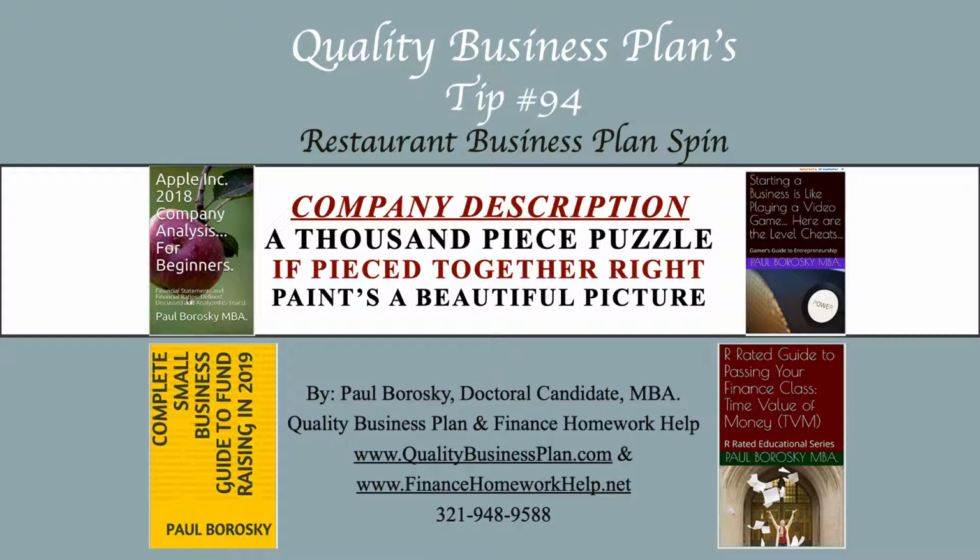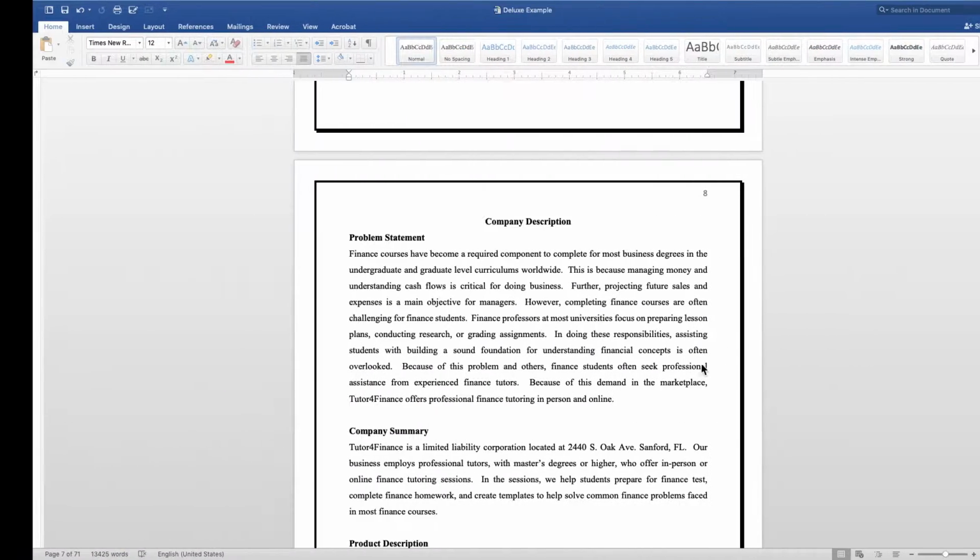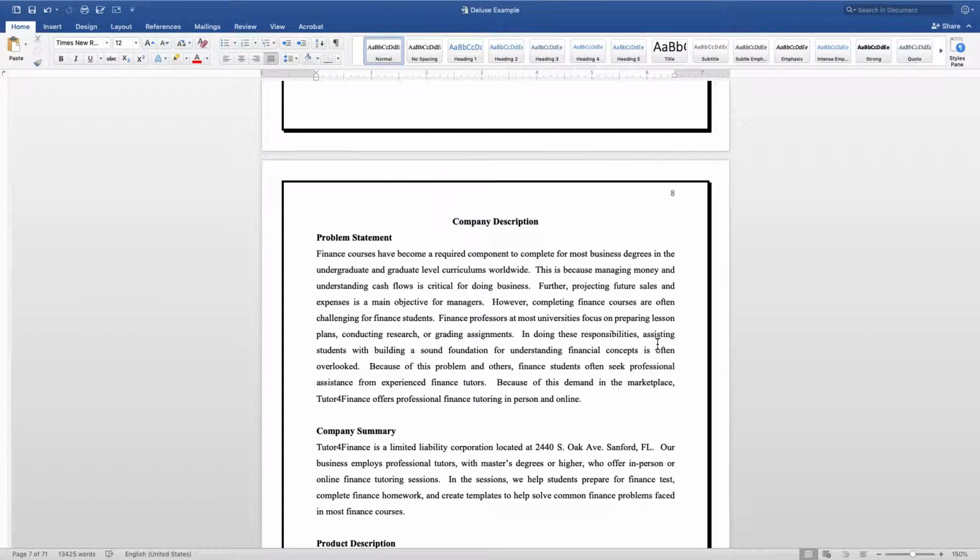I'm here to bring y'all our Business Plan Writers tip number 94, which is a company description: a 1,000-piece puzzle, if pieced together right, paints a beautiful picture. And what I mean by that is when you're writing your business plan, one of your first sections is going to be your company description.